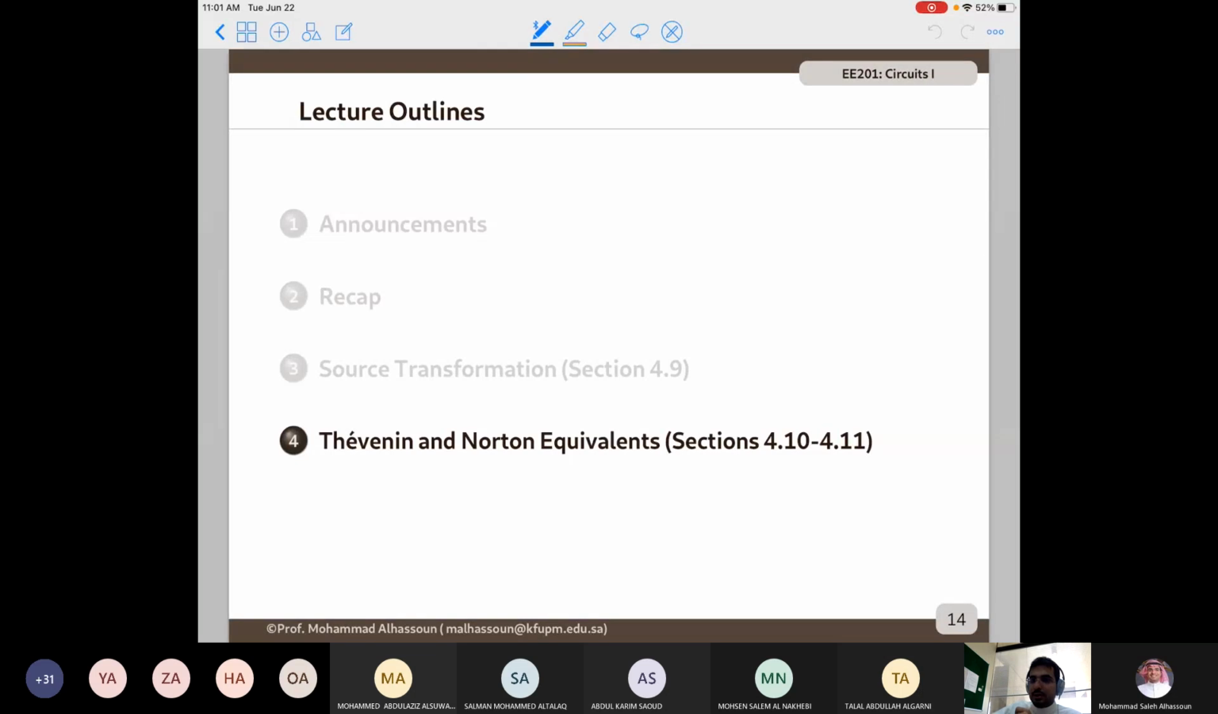So now let's move on to a new topic. This topic is something very interesting and very important, and you're going to use it not only for this course, but probably for most of the courses in electrical engineering without knowing that you're actually using it. So this one is called Thevenin and Norton equivalent circuits. And let me start by introducing the notion of Thevenin equivalent circuits.